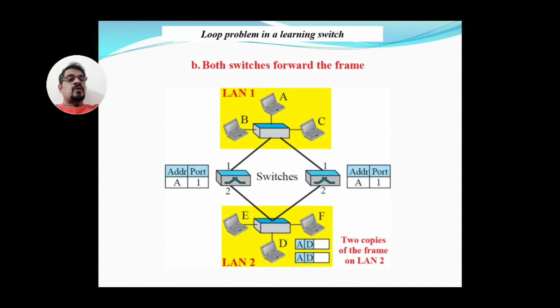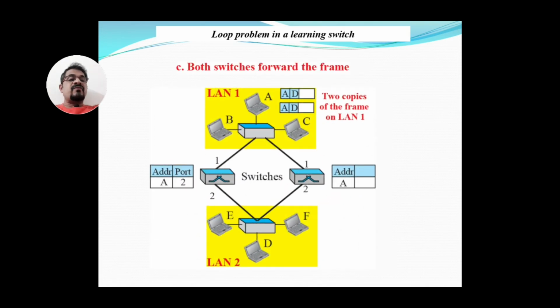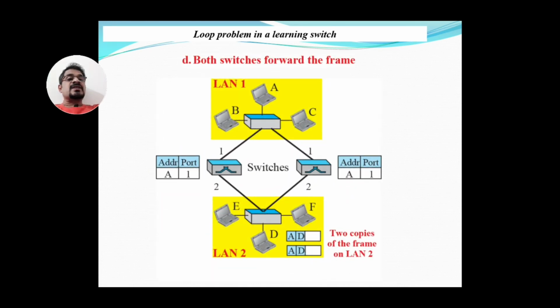Now both switches forward the frame. Then at the receiver side, two copies of the frame are going to be received in LAN 2. This is what the looping problem is. In the same way, when D sends data back to A, both the switches forward the data, and A also gets two copies of the frame in the LAN network. This is what we call the looping problem. It means that the same data can be received multiple times.